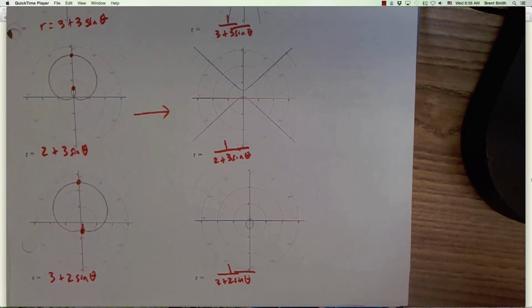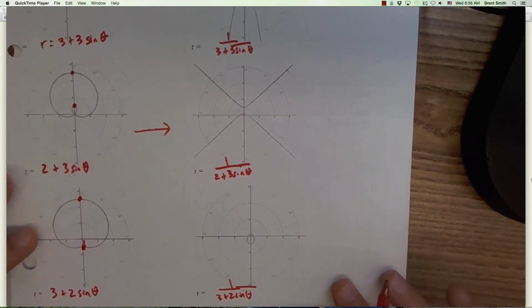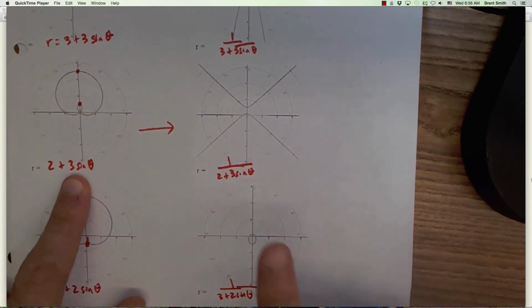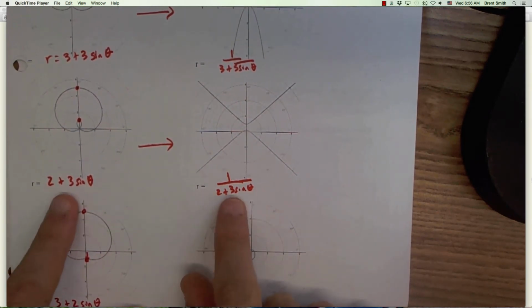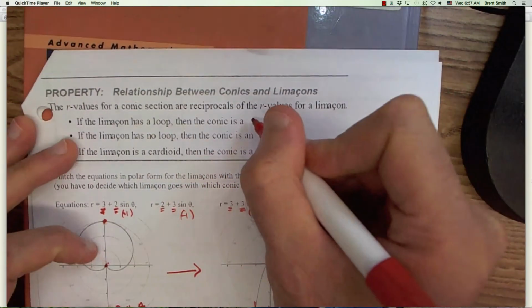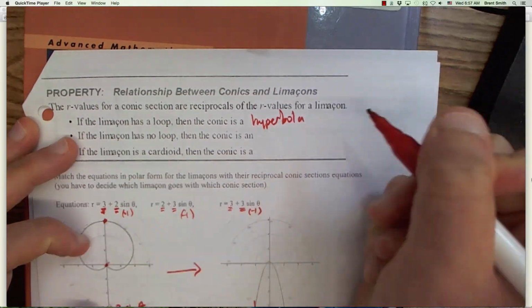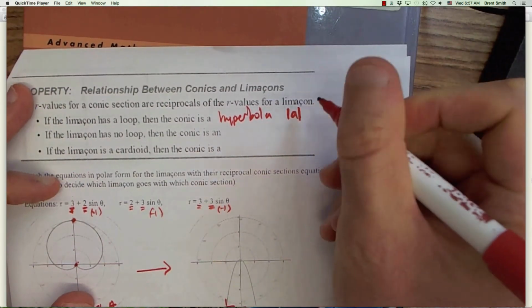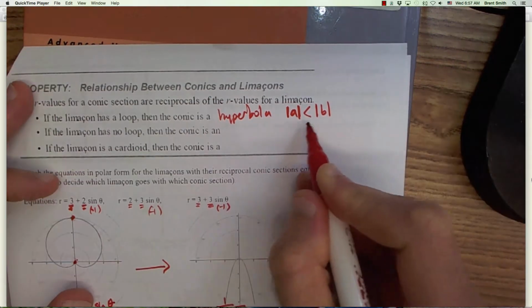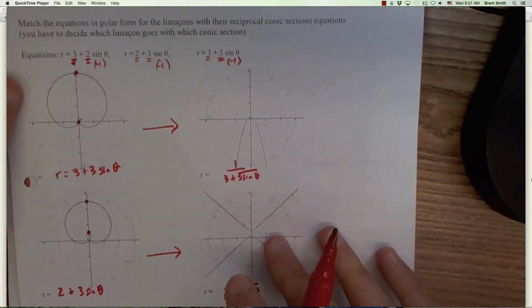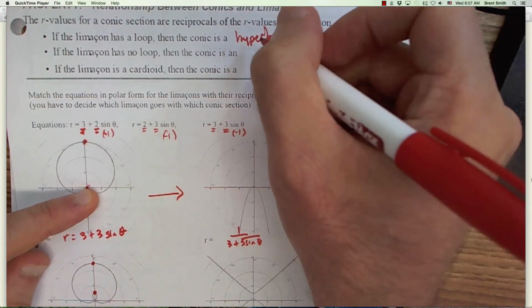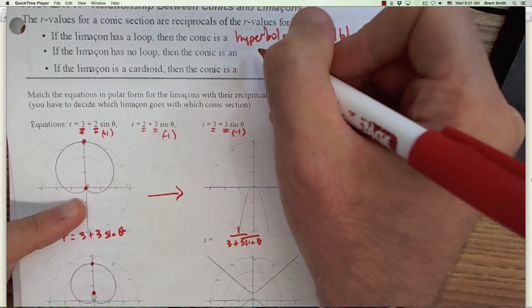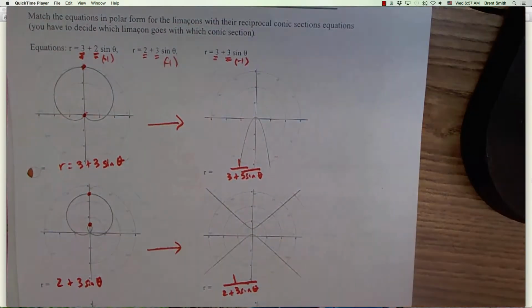All right, so let's go ahead and kind of combine this with our rules. If the limaçon has a loop like this one, it's going to be a hyperbola. And that's the case where, again, B is stronger than A. So if the limaçon has a loop, then the conic is a hyperbola. Again, that's the case where A gets overpowered by B. If the limaçon has no loop, then it's going to be an ellipse.